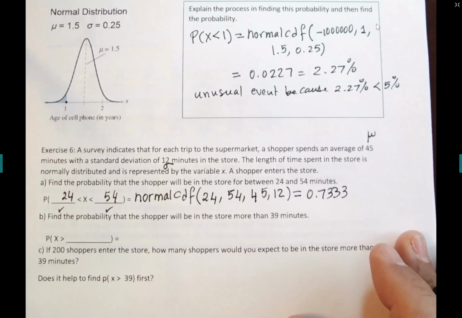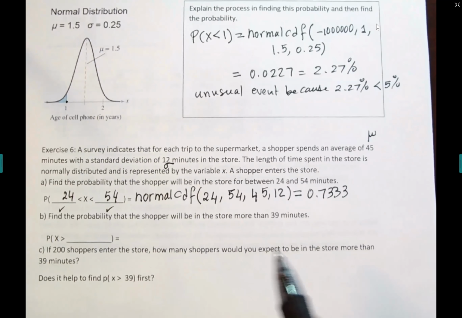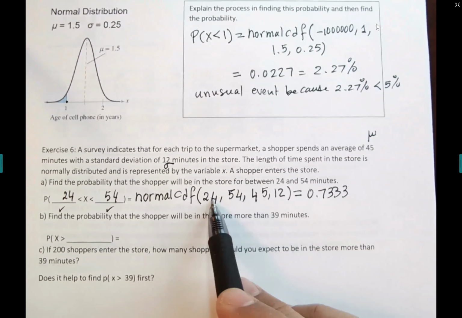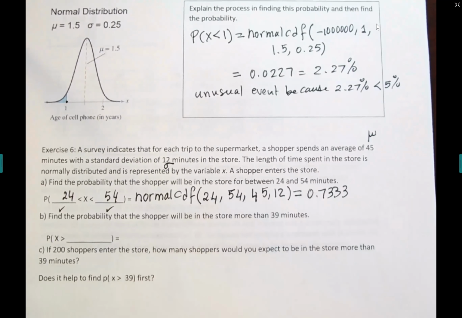Okay, let me ask you a question, guys. If by mistake you swap the 24 and 54, what do you think the answer on the calculator is going to be? Can you guess without doing it? If you mix up the lower with the upper limit. Yes, very good. It will be negative. Then you know that you did something wrong. You can't have a negative probability.